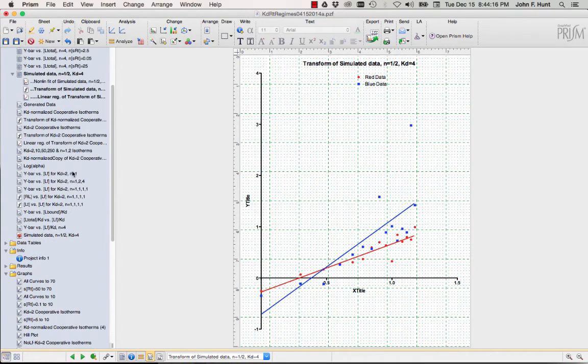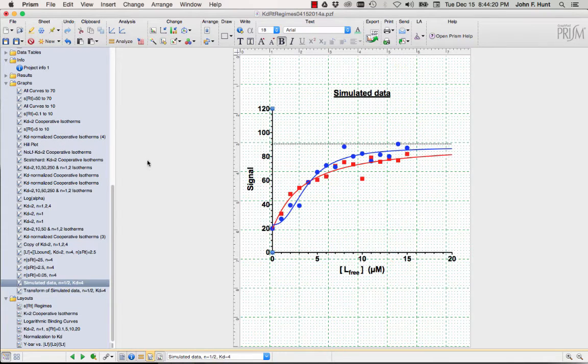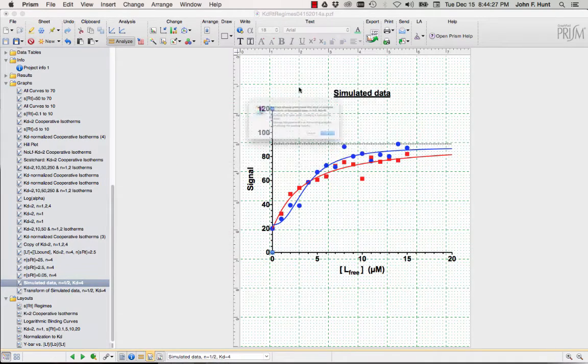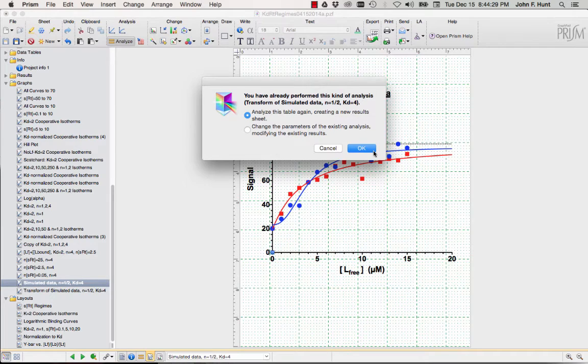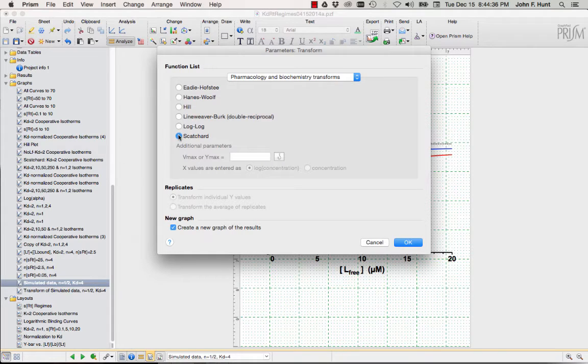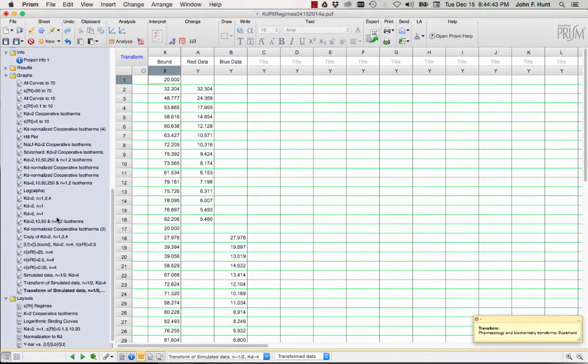Okay, let's go back now and actually try the Scatchard analysis. So let's go back to the simulated data, and now let's again analyze, transform. In this case, we're going to analyze the table again with a new results sheet. We're going to go for another pharmacology and biochemistry transform, this time the Scatchard plot. It's all ready to do that. We hit it, let it run, and it has done a Scatchard analysis. It's done the transform of the data into the Scatchard format, and it has also plotted that.